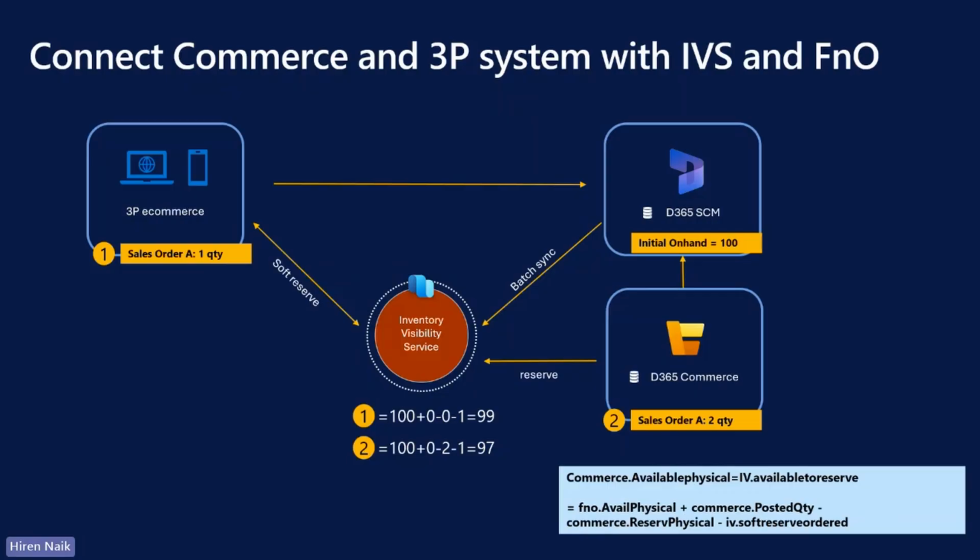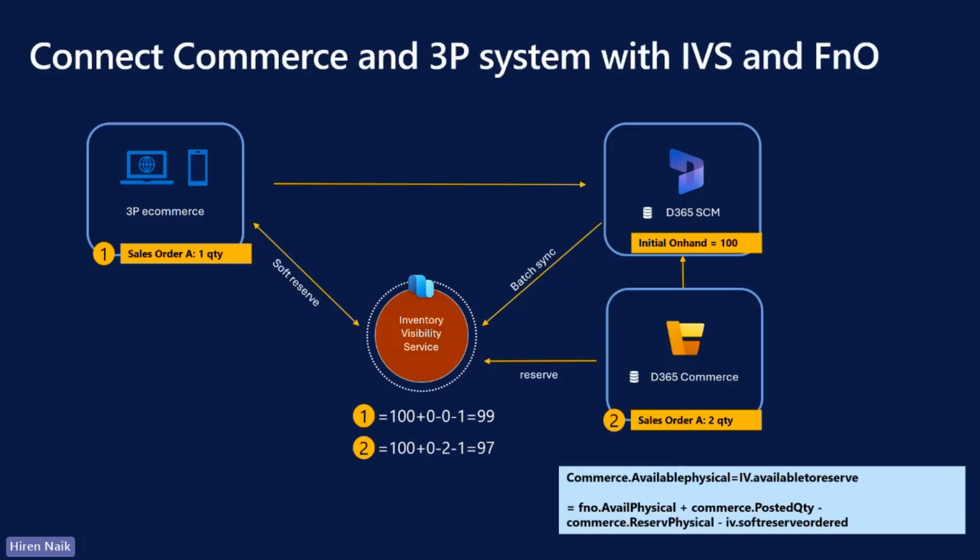And then secondly, there's another sales order placed from Dynamics Commerce asking for 2 quantities. If we do the same calculation following this formula, then it's 100 plus 0 minus 2 minus 1 equals 97, which is also correct.